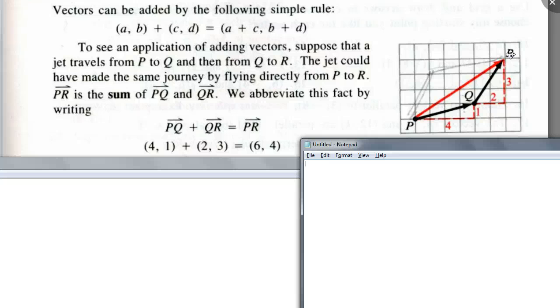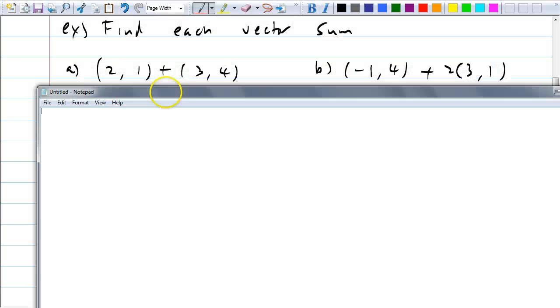Is that okay? Are we good with this? So when you add these two vectors, that's where you end up. Okay, same place. All right, so knowing this, let's do some examples. Okay. So here we go.